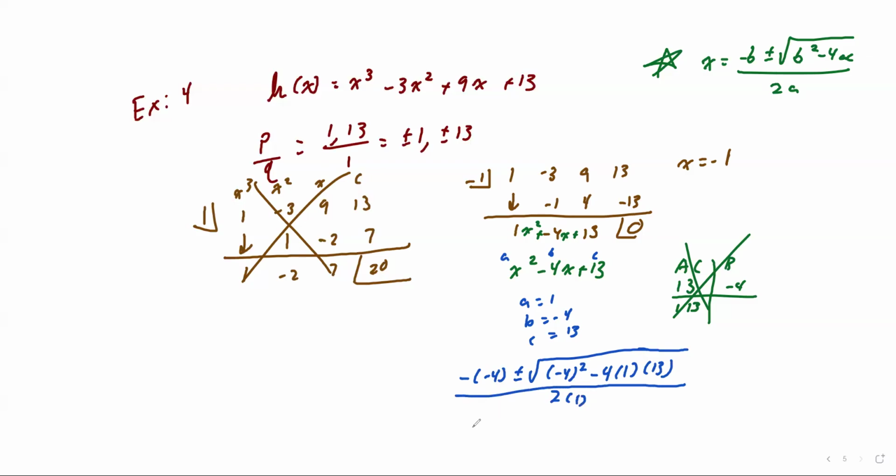So that's going to be 2 negatives make a positive, plus or minus 16 minus 4 times 1 times 13. 13 times 4 is 52. So minus 52 over 2. 4 plus or minus, man, I want to say 36. 52 minus 16, good. -36.